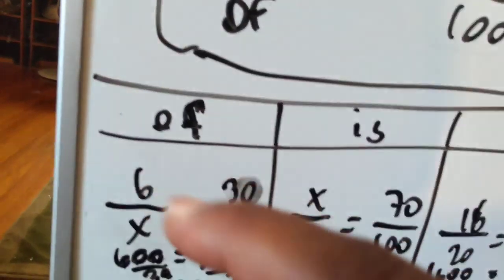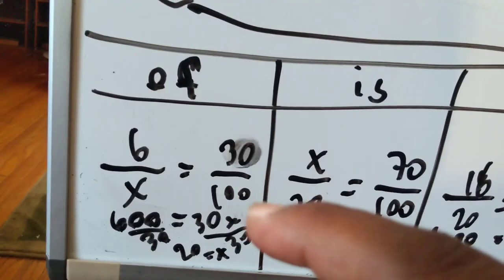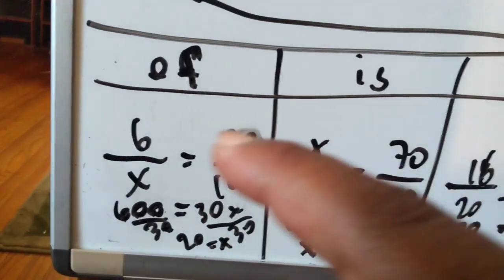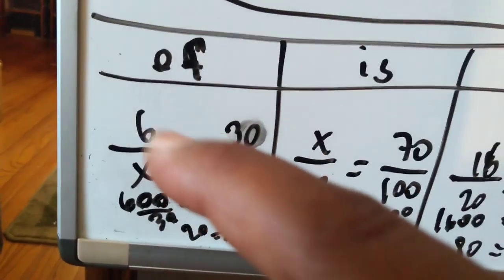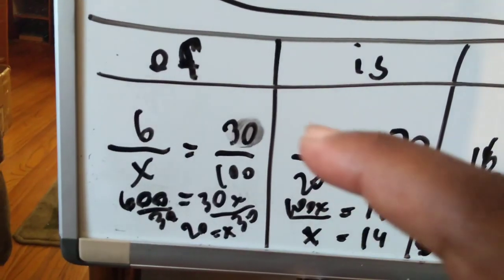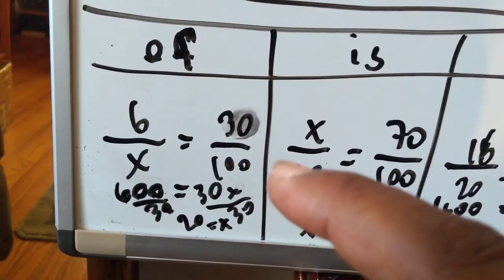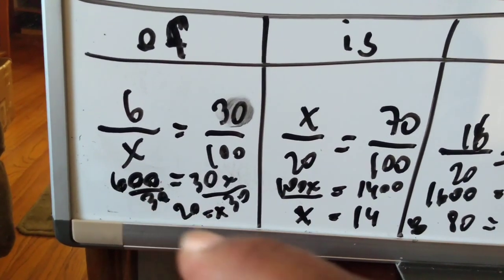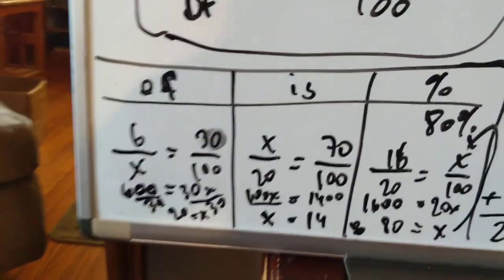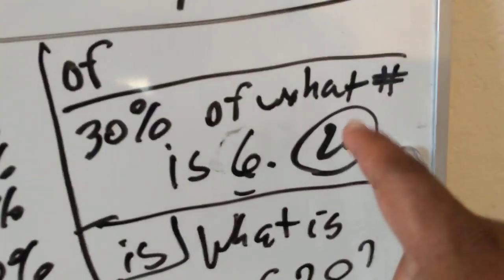Now, when you've got proportions, you crisscross. So if you crisscross, you get 600 here, and that's got to equal 30 times X, or 30X. So you usually crisscross the two numbers, multiply them, and divide by the other number, right? So that'd be 600 divided by 30, which is 20, because the zeros cancel and 60 divided by 3 is 20. So 20 equals X, right? So the answer is 20. So what about the next one?